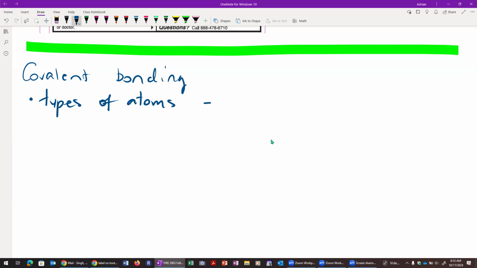Okay, so in covalent bonding, we're going to see non-metals only. So that means if you are given a formula for a compound and you see a metal in there, right away you can think ionic. If you see only non-metals, chances are it's going to be covalent bonding and a covalent compound. So that's one big difference.